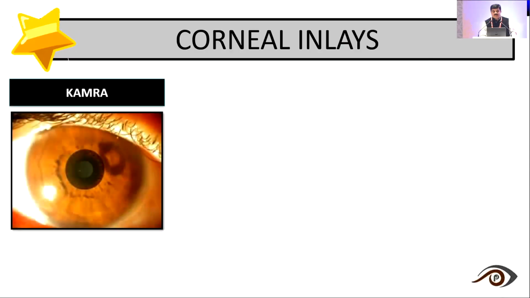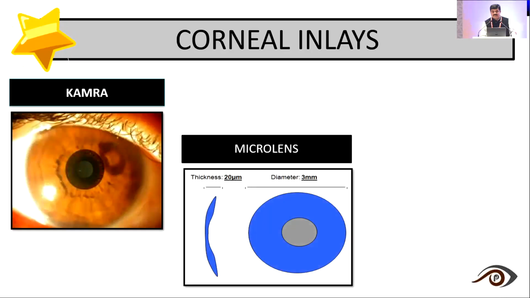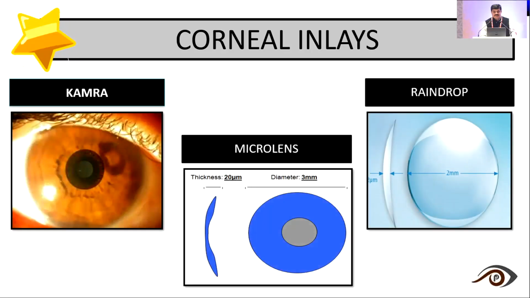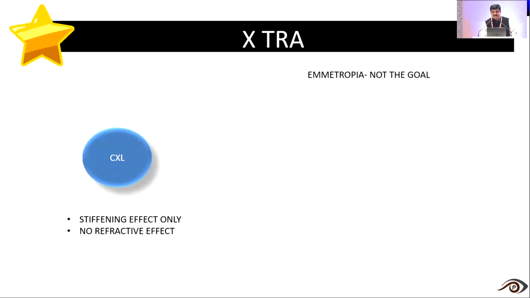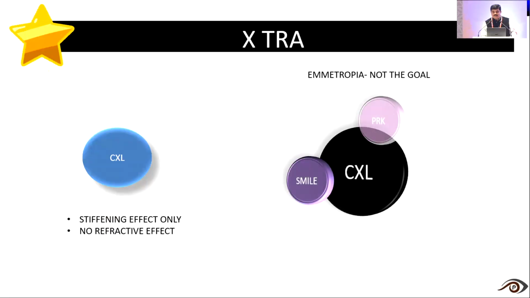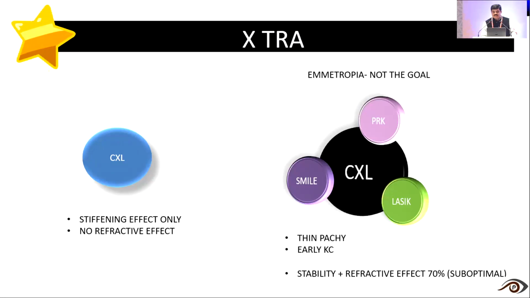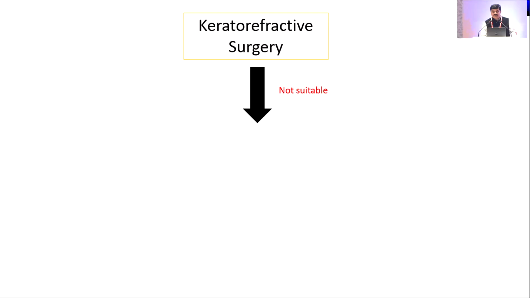Coming to one or two words about inlays, Kamra inlays are the most common one. We put it in the non-dominant eye under the flap. One more extra procedure has become more and more popular. It gives only a stiffening effect, no refractive effect. Especially for patients with thin pachymetry and early keratoconus, you can do this extra along with Smile.